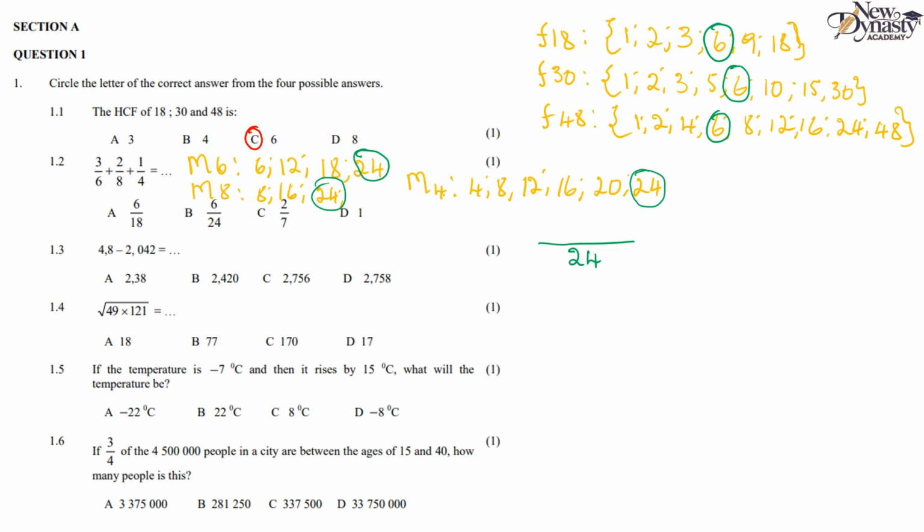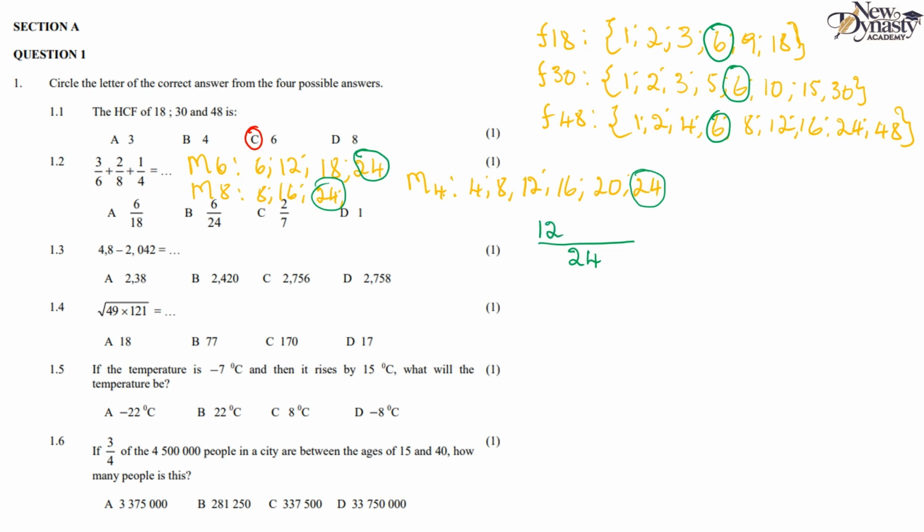Then you go to the first number, which is 6. You say, how many times does 6 go into 24? That is, divide 24 by 6. So 6 goes into 24 how many times? It goes 4 times. So you multiply that by the numerator, which is 3, and you get 12. I hope you understand that. Let's do the next one.